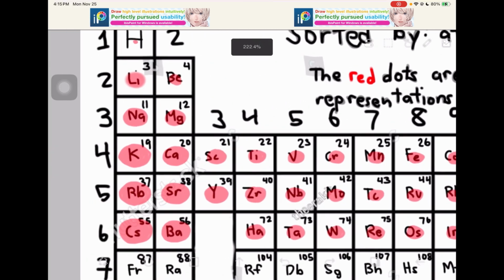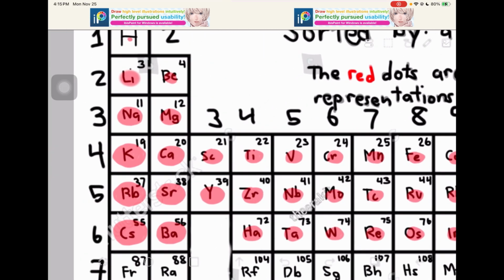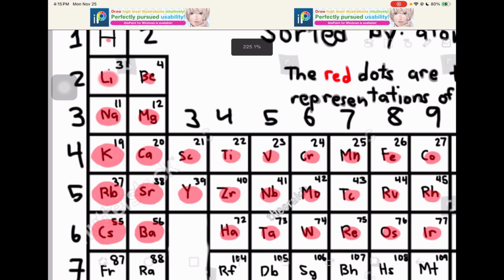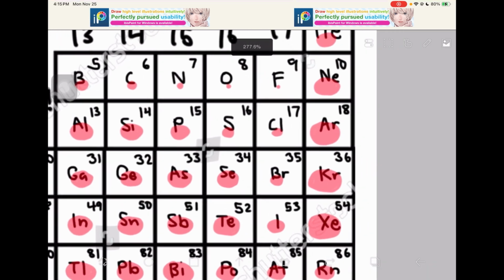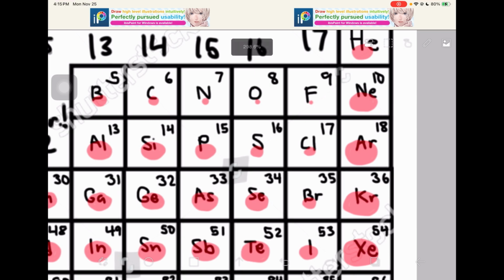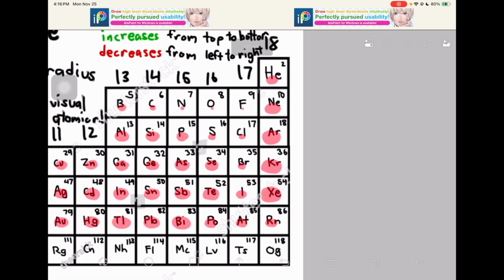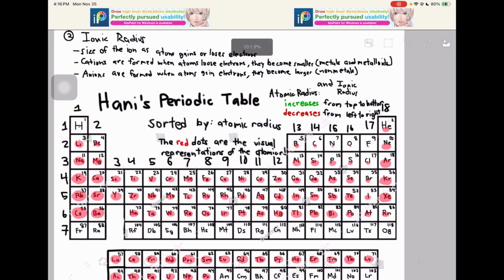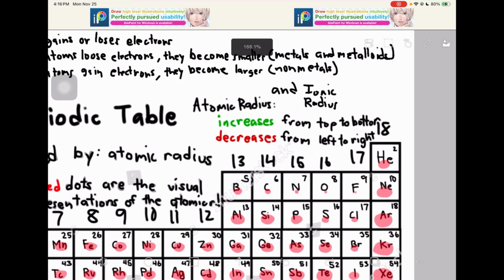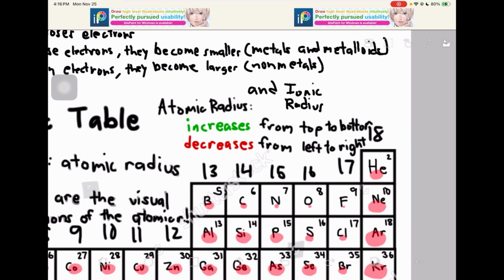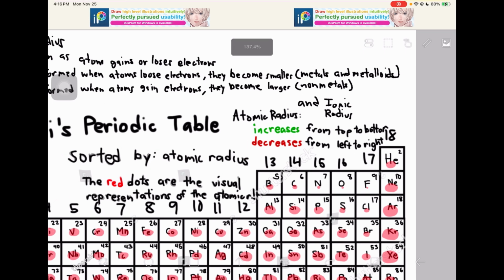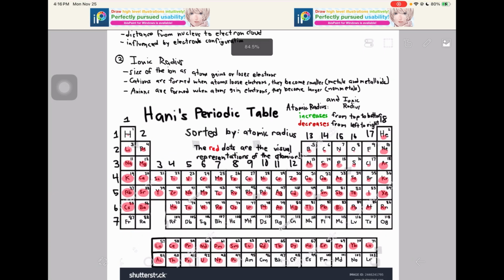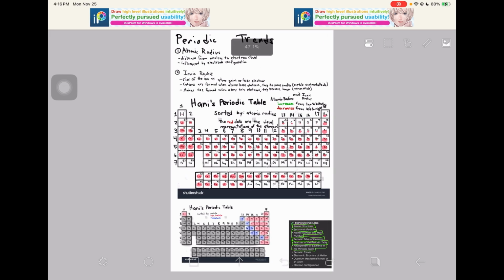So as you could see, let's take a look at period number 4 here. It starts big at potassium, but slowly works its way to be very small by bromine. And I think I see another pattern here that the noble gases are kind of an exemption here. Anyway, in general, it just increases from top to bottom and decreases from left to right for both atomic and ionic radius. So you can take a screenshot of this one, and we'll move on to the next two trends.